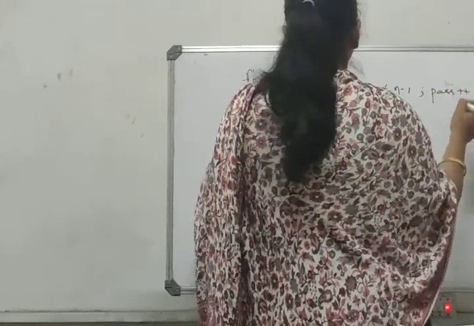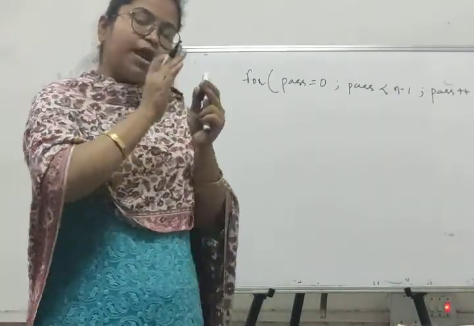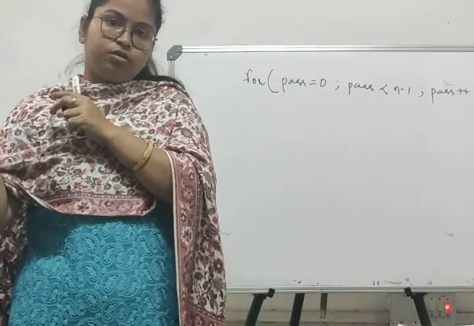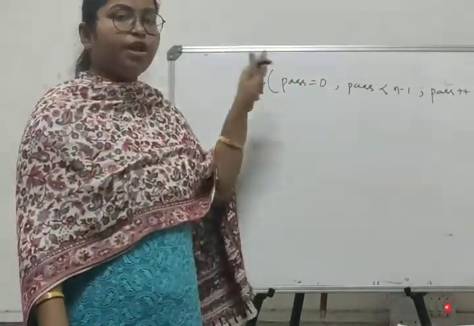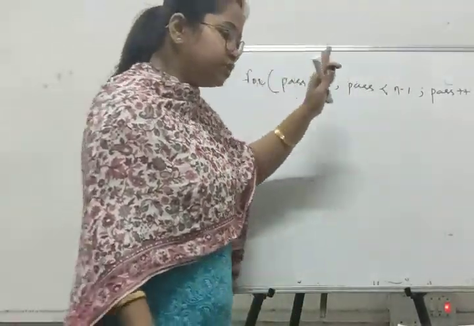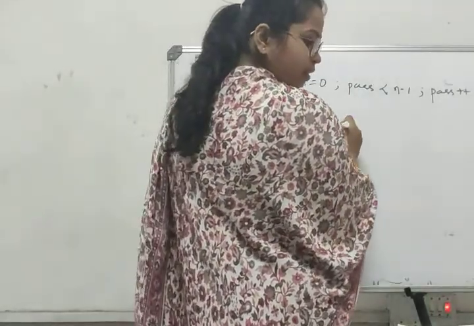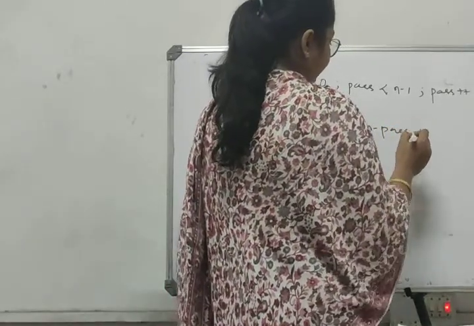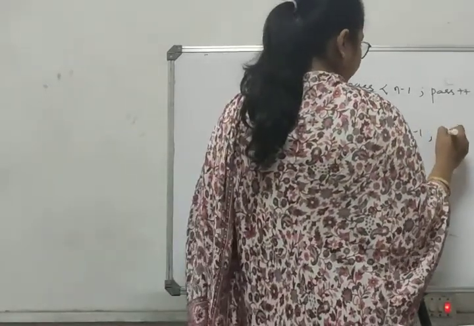Pass plus plus. And in each pass, what are we doing? We are starting from 0 and going till how much? To the end, depending upon where we are. If it is the first pass, if the pass is 0, we have to go till the end. If the pass is 1, we have to go till second last. So it will start from for i is equal to 0, i less than n minus pass minus 1, i plus plus.